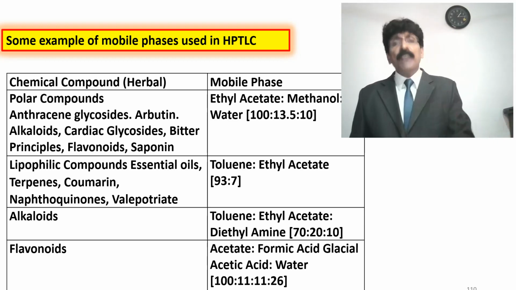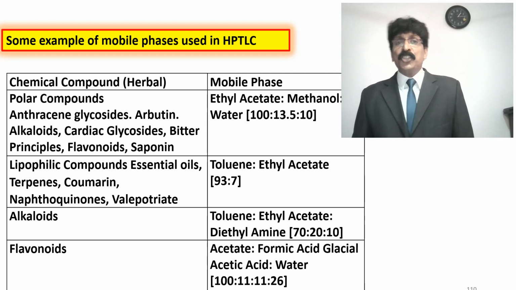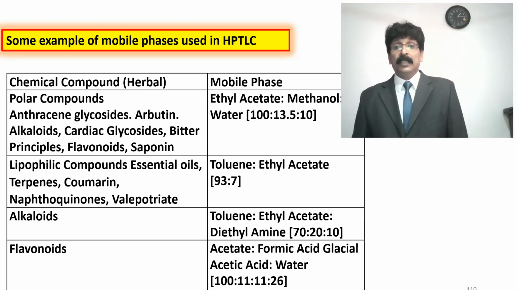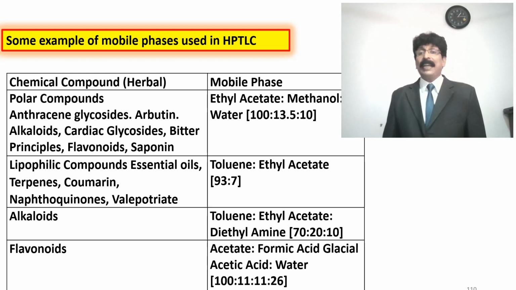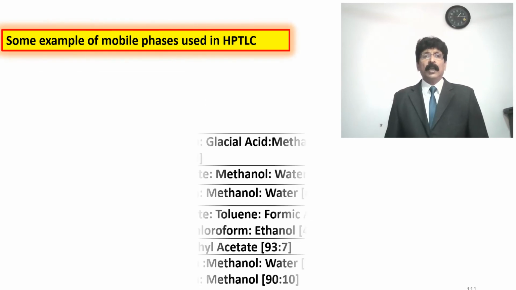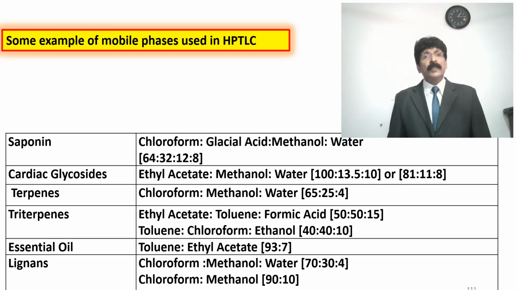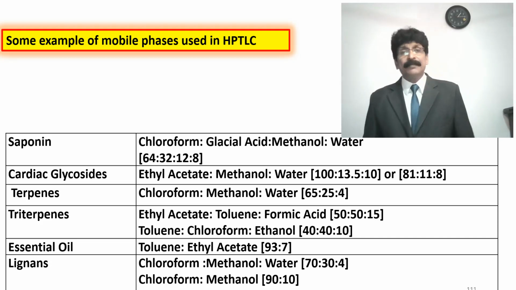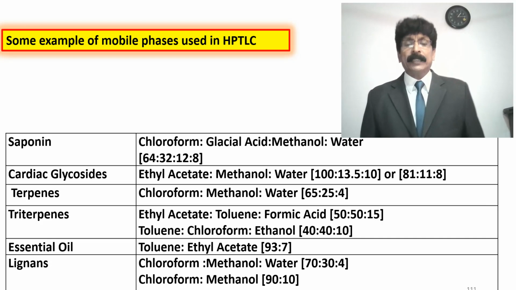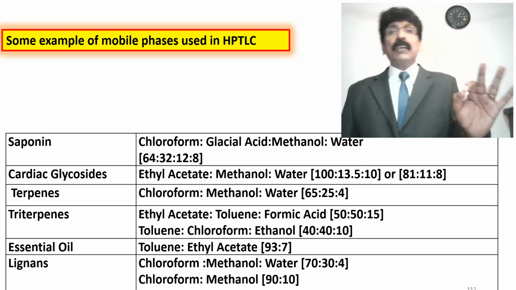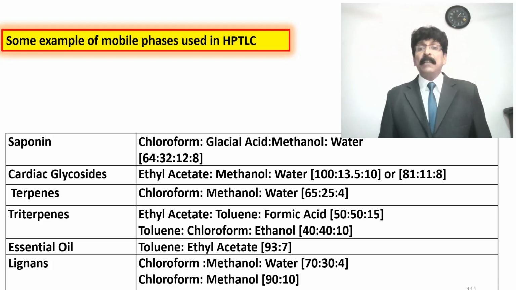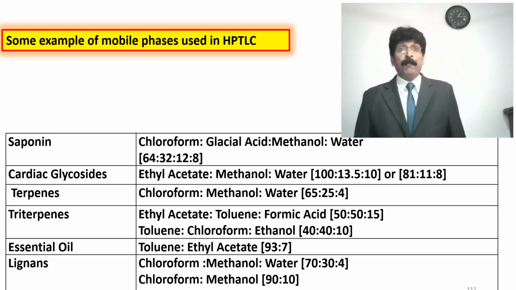For flavonoids, you can use a solvent system of ethyl acetate, formic acid, glacial acetic acid and water. I forgot to put the 'to' in between formic acid and glacial acetic acid. The ratio is 100 to 11 to 11 to 26. When you want to perform with saponins, chloroform, glacial acetic acid, methanol and water in the ratio of 64 to 32 to 12 to 8 can be used. For cardiac glycosides specifically, you can use ethyl acetate, methanol, water in the ratio of 100 to 13.5 to 10 or 81 to 11 to 8.